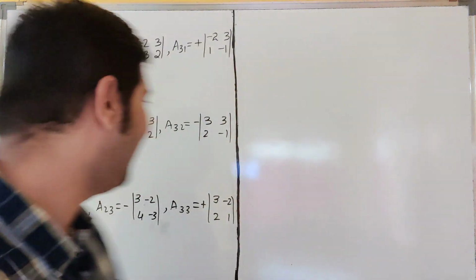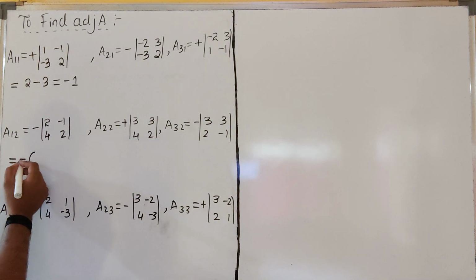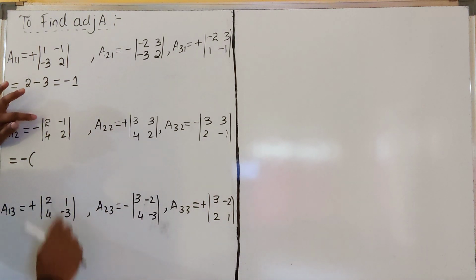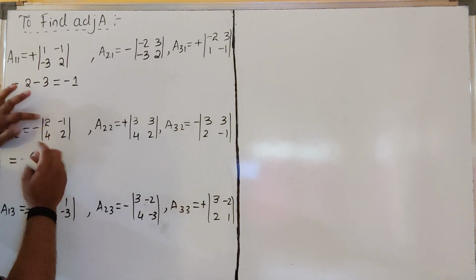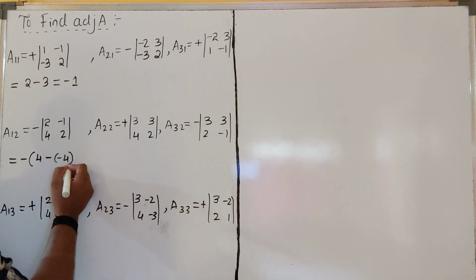Outside, the minus sign is there. Can you see here? Minus sign is there or not? So minus you write first. Now you know how to multiply. 2 into 2, 4 I can write, minus I wrote. 4 into minus 1, minus 4, dear students.